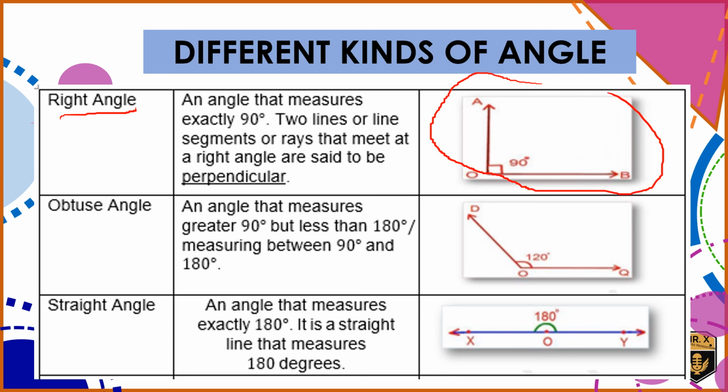Two lines or line segments or rays that meet at a right angle are said to be perpendicular. Okay, when you say perpendicular, meaning ang iyang angle kay 90 degrees. Obtuse angle, an angle that measures greater than 90 degrees but less than 180 degrees. Example sa figure diri, 120 degrees. More than 90 but less than 180. Obtuse angle. Next, straight angle, very simple. Basta straight line siya, nag-form na siya 180 degrees. That's a straight angle. From the word straight, no?